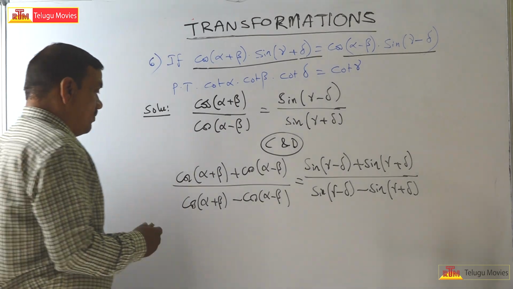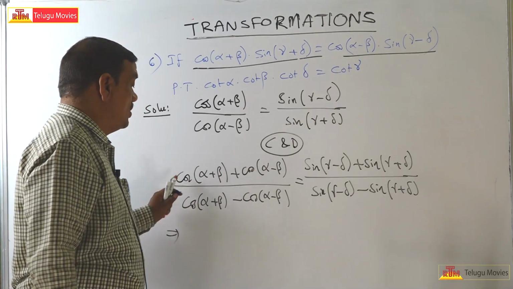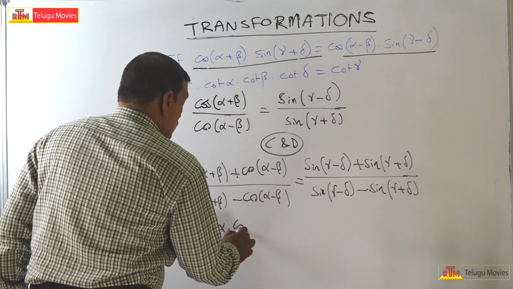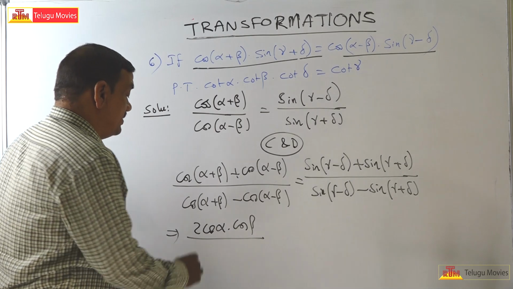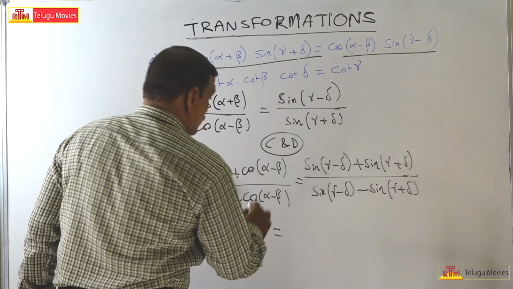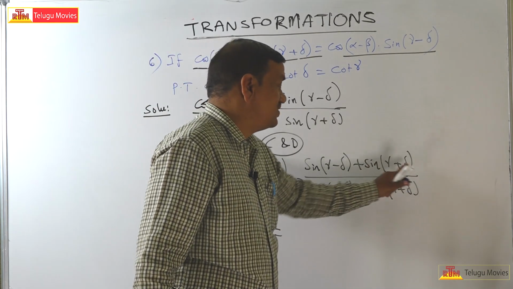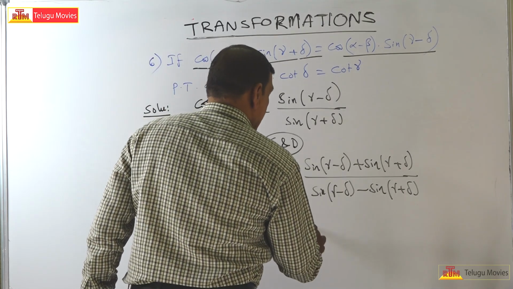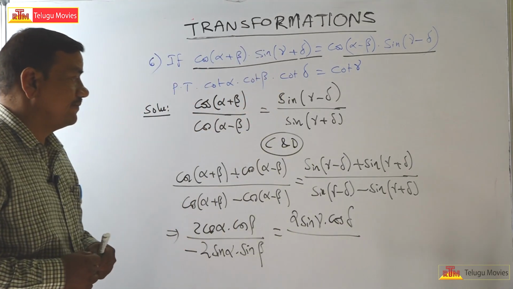Now you apply the formula. Already I explained, cos(A+B) plus cos(A−B), the formula is 2 cos A cos B, divided by cos(A+B) minus cos(A−B), that is equal to minus 2 sin A sin B. Here also, sin(A+B) plus sin(A−B) is 2 sin A cos B.